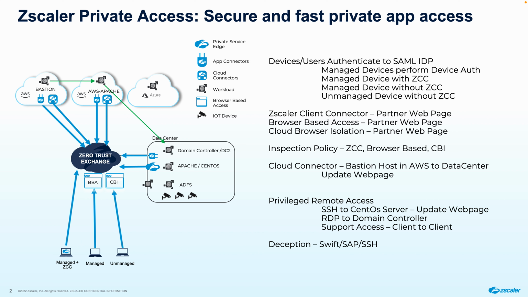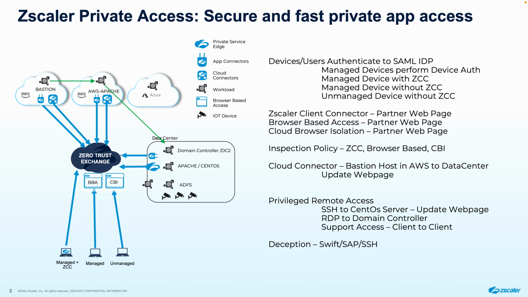upon how they've authenticated. We've got applications running in AWS. We've got a Bastion host and an Apache web server. I've also got some stuff in my domain, in my data center. I've got a domain controller. I've got an Apache server, and I've got my SAML identification server, ADFS.